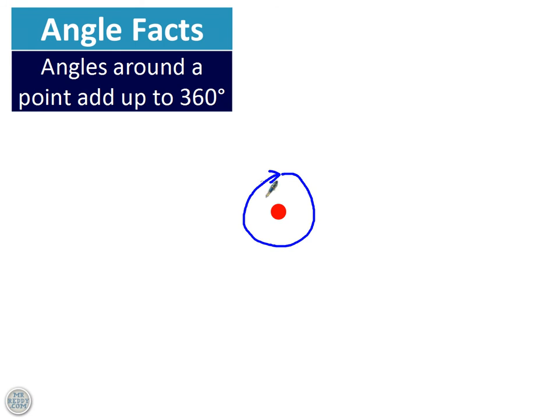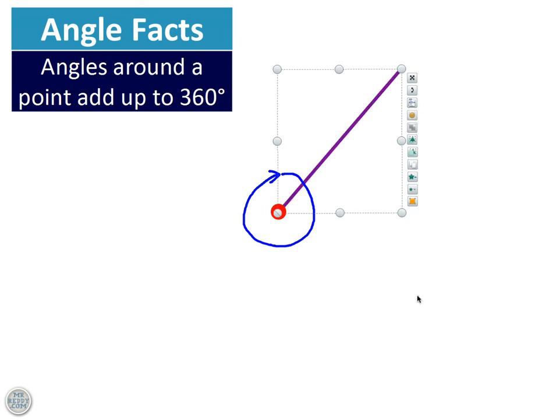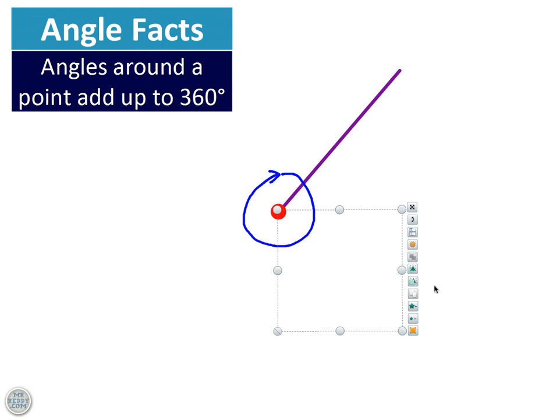Now what would happen if instead of 90, 90, 90, 90, we actually cut that full turn into different angles? Would that make the problem any different? Let's find out. So I'll chop it into 2 angles to start with.